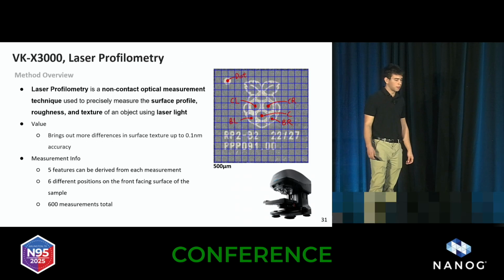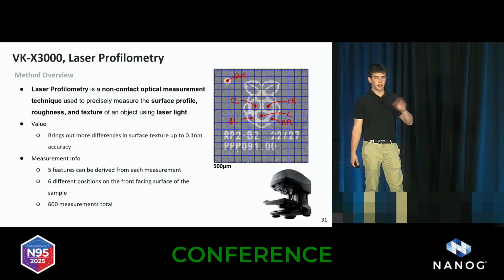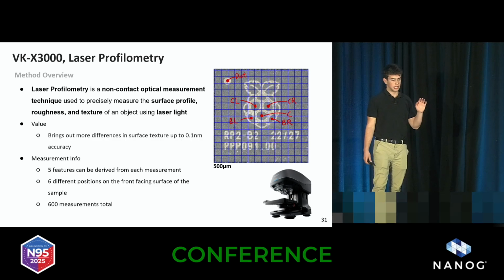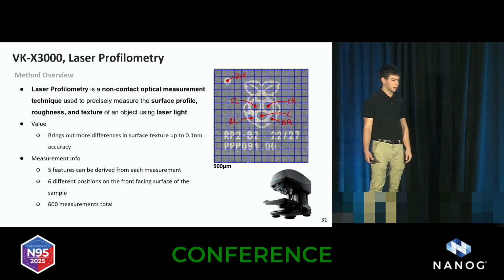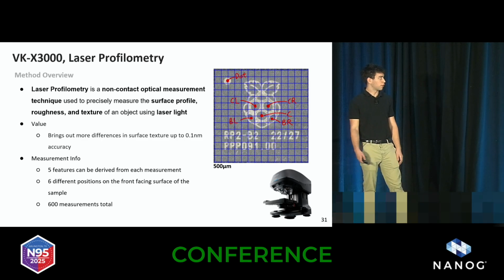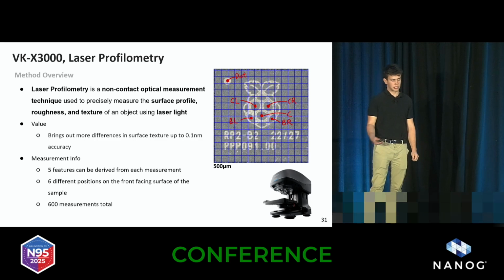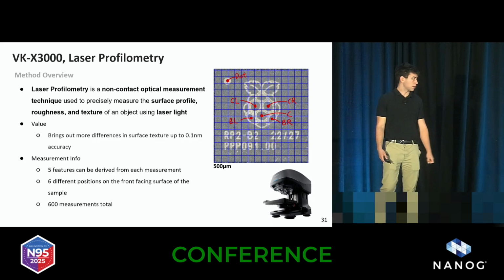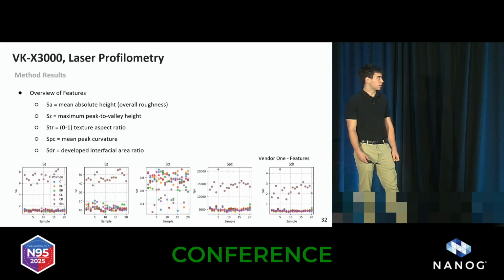Going into laser profilometry, it's a non-contact optical measurement that analyzes the surface topography of the given sample, and it's supposed to bring out texture differences up to 0.1 nanometer accuracy. For the measurements, we got 5 features per chip and 6 different positions on the front-facing surface that we analyzed, for a total of 600 measurements. We can see here some of the outputs.